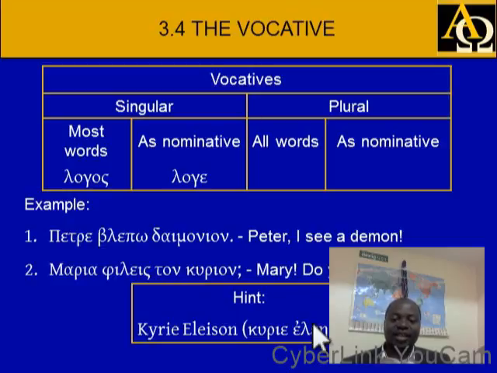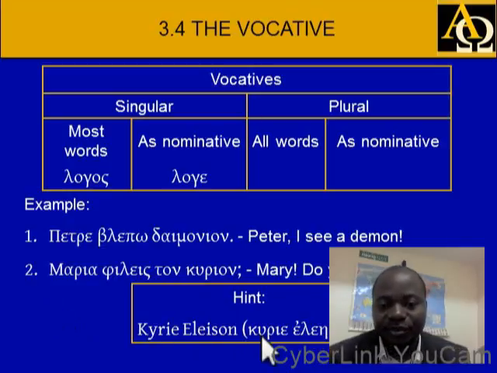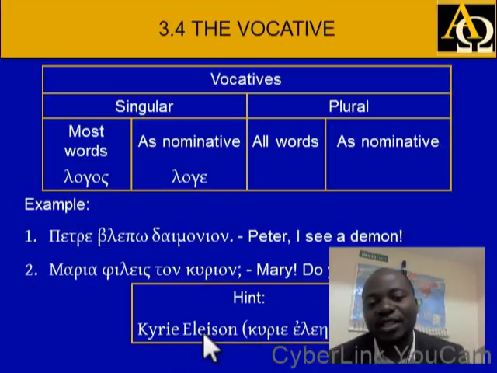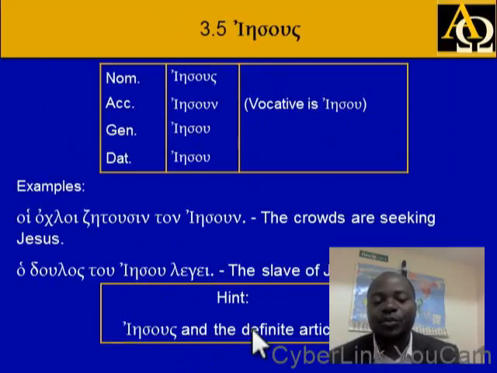And in Greek, we have what we call the Kyrie eleison. Kyrie eleison. Lord have mercy. That's what it means. So that's the vocative case. It's very rare, but we find it in the Greek language. And then we have Jesus. Jesus declines like this: Iesous, Iesoun, Iesou, Iesou. So even in the dative, Iesou looks like the genitive. So the vocative is also Iesou.